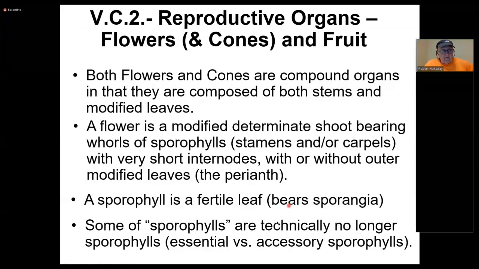Now, some sporophylls are technically no longer sporophylls, and that means the stamens and the sepals and the petals. Collectively, in a moment, we're going to mention that that's the perianth. They are thought to have lost their sporangia and function in other ways now. Essential versus accessory sporophylls: they're considered accessory sporophylls. The ones with the stamens and the pistils or carpels are considered essential.